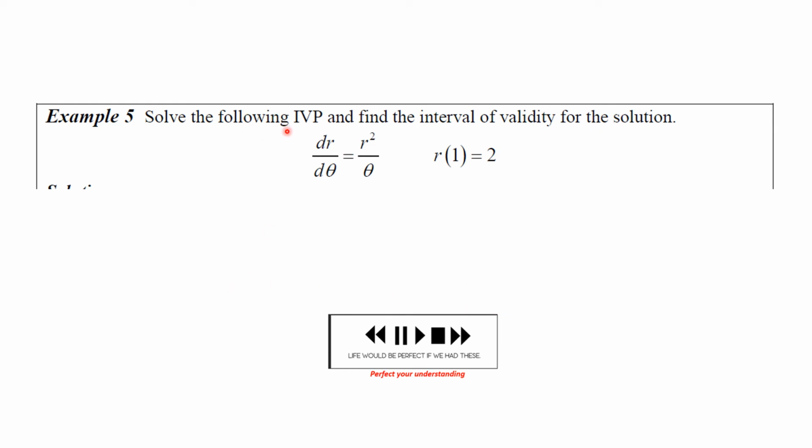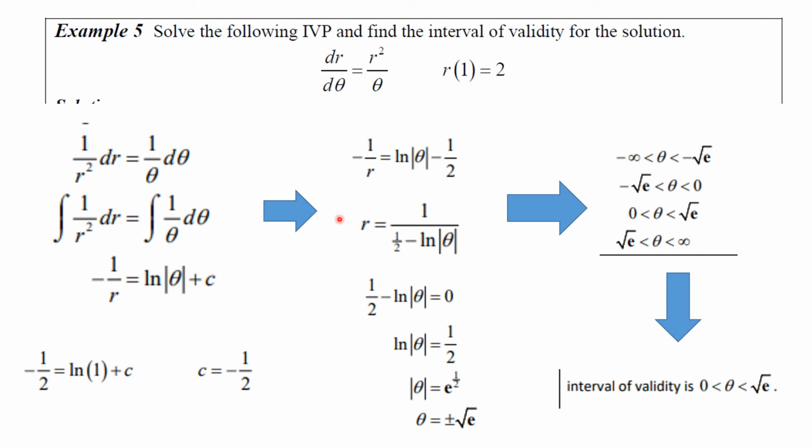Solve the initial value problem and find the interval of validity for this initial value problem. You know what to do. Let's see how you did. Separating variables, we get this. We integrate both sides and we get this. The absolute value, of course, does matter. At this point in time, it's good to figure out what c has to be. We substitute 1 in, and we realize that the natural logarithm of 1 is 0, so c is minus 1/2.